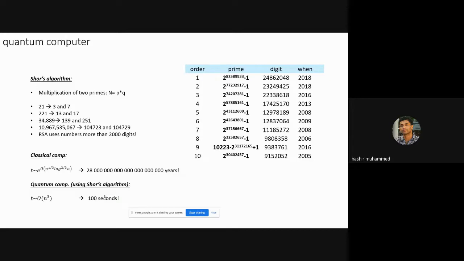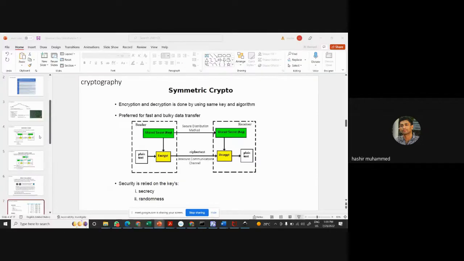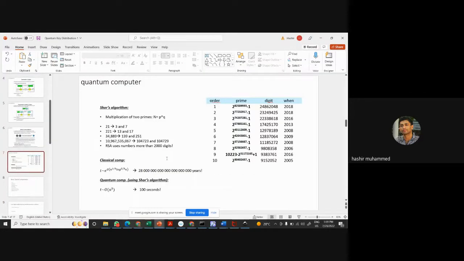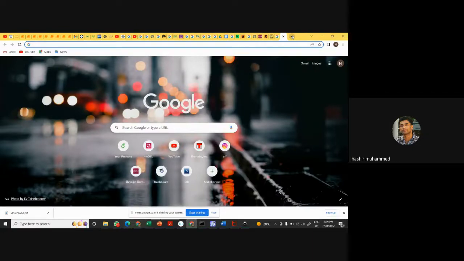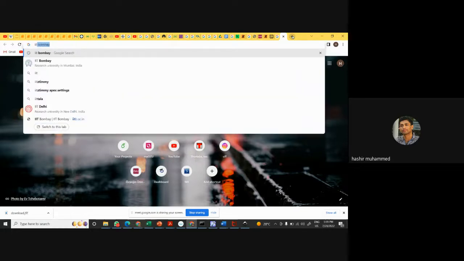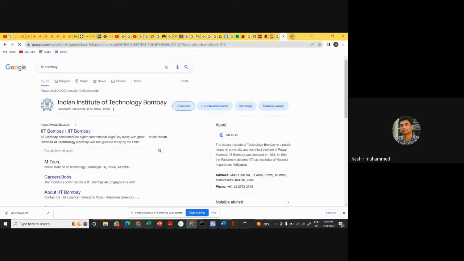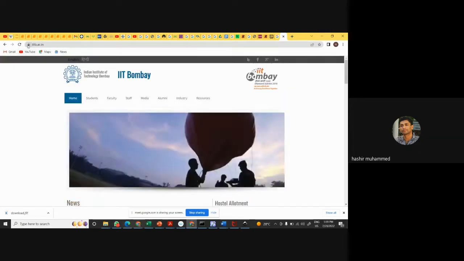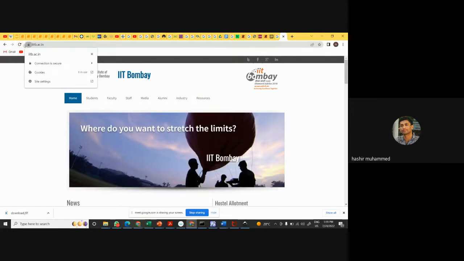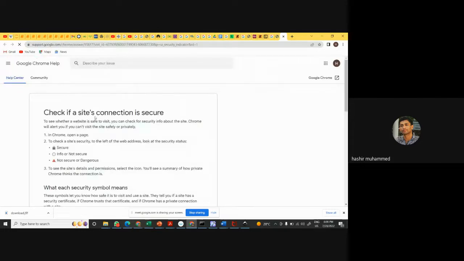Basically, I was talking about the RSA algorithm. Let me go to a website to see how they're secured. Anybody can access the secure key and see how the system is protected. For example, I will go to the IIT Bombay website. Since all of you know IIT Bombay, I'm just randomly taking this. Go to this here. This is encrypted data, and you can learn more about this.